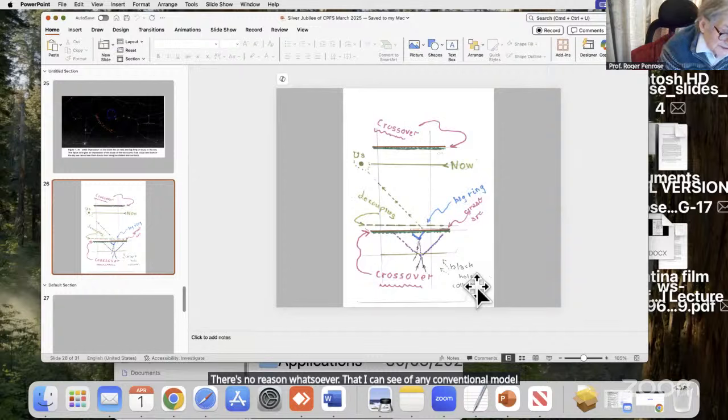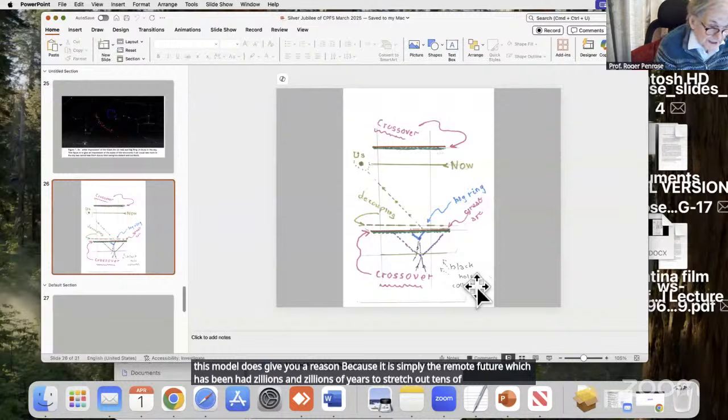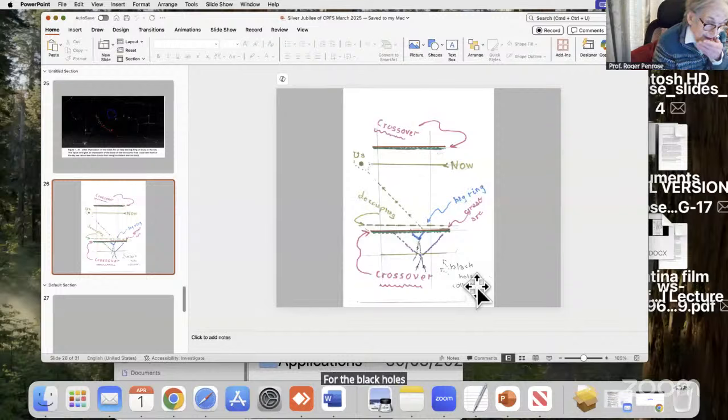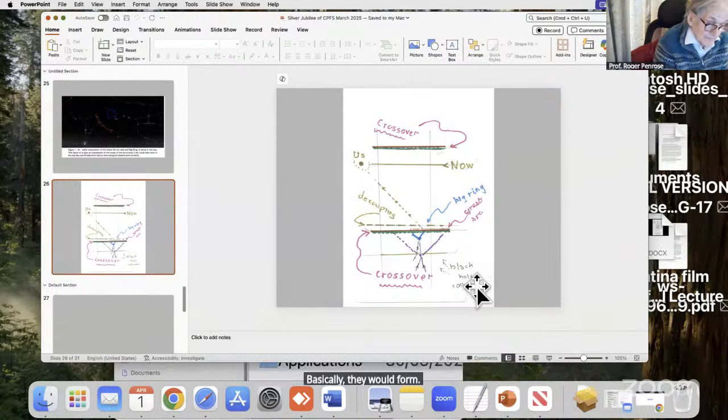However, this model does give you a reason, because it is simply the remote future, which has had zillions and zillions of years to stretch out, 10 to the 100 years or so, you would imagine, for the black holes finally to evaporate away and form the little Hawking points that I had on the other picture. And basically, they would form just very localized regions in the sky. Well, thank you very much.